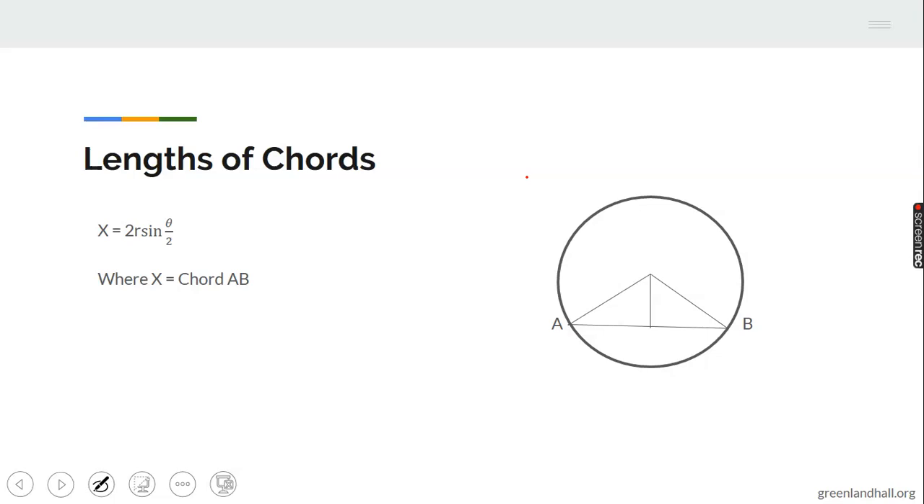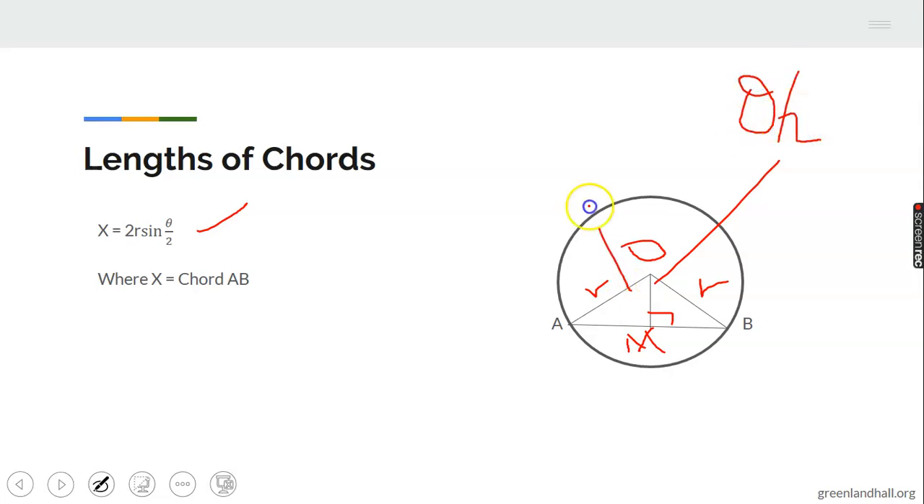Length of chords. This is what we call a chord, this straight line. And this is the midpoint of that chord, meeting at 90 degrees. As usual, this is the radius, this is the center. So we want to find the length of this chord AB. AM is half of it. That line will bisect the angle, so this is theta over 2.